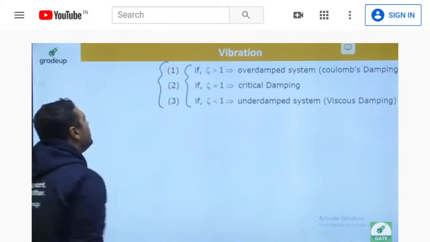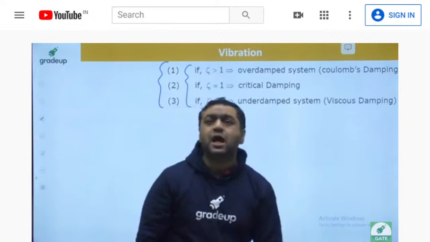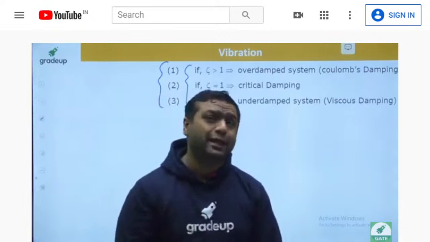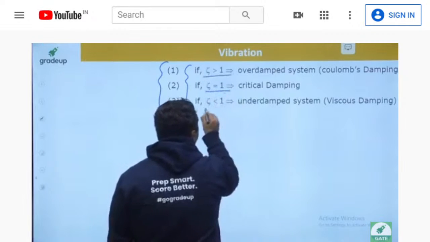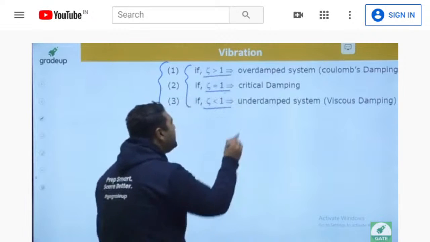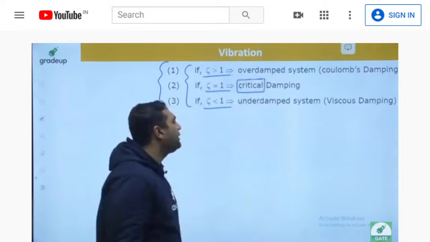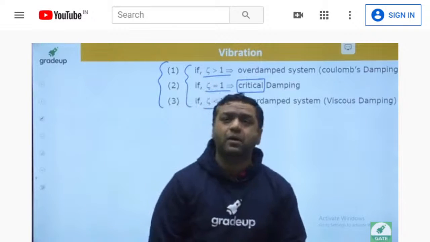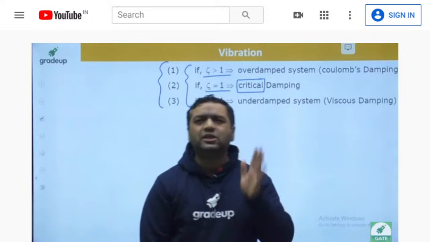So guys, based on the value of zeta, damped vibration systems are classified into 3 categories. One is the over damped system, the other is the critically damped system, and the third is the under damped system. Guys, this word is very important. Mind it, whenever you get critically damped, the word critical is a very dangerous word.